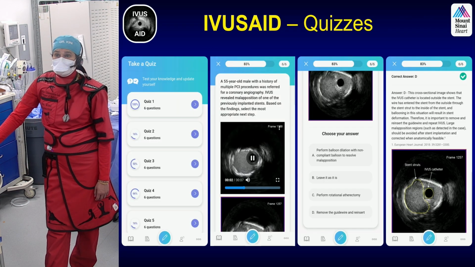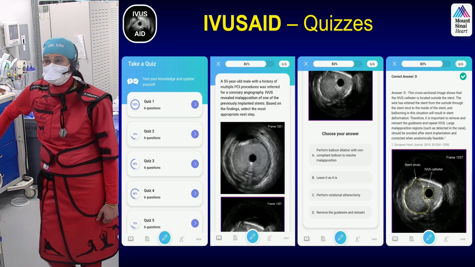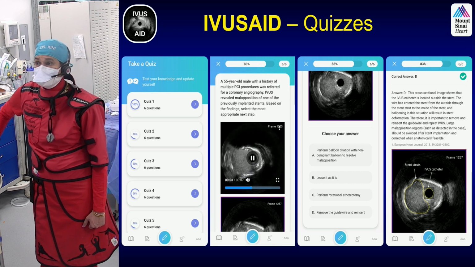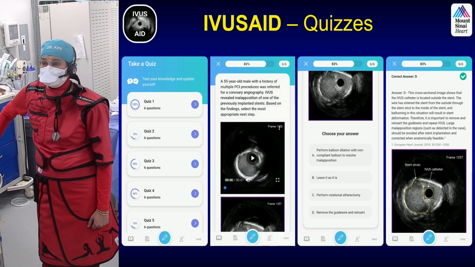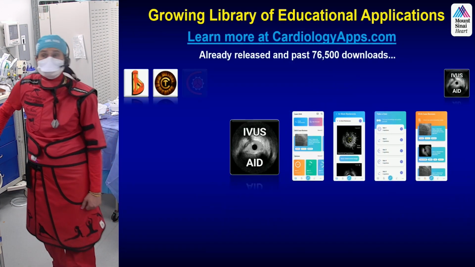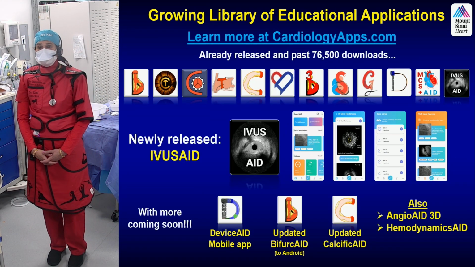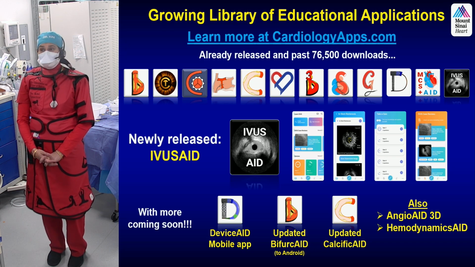And these are the quizzes that you can see. We'll give a case, there are questions, you choose the answer, and once you choose the answer, we will give an explanation of why that answer is correct. This is where we are right now, and the next app that will be ready will be the Device Aid mobile app, which should be coming in the next month or so.